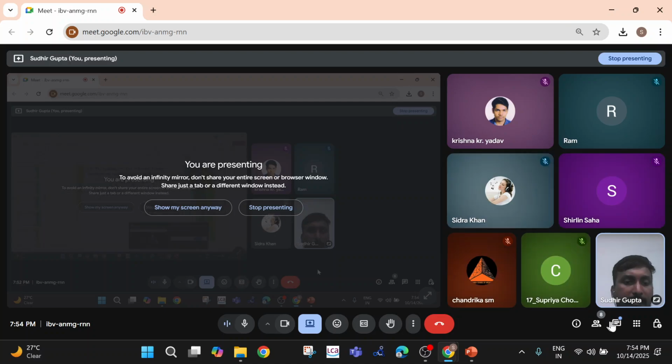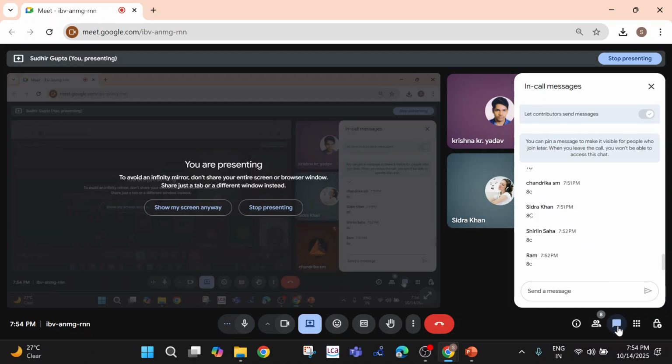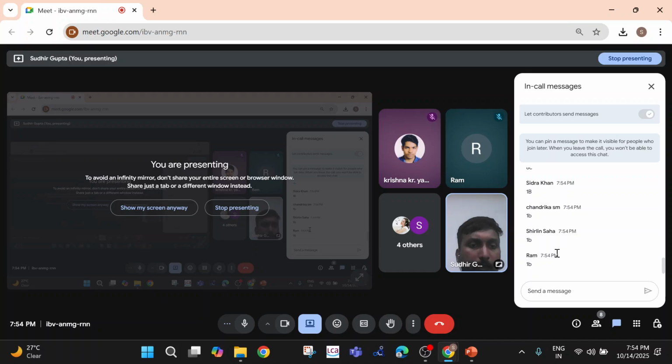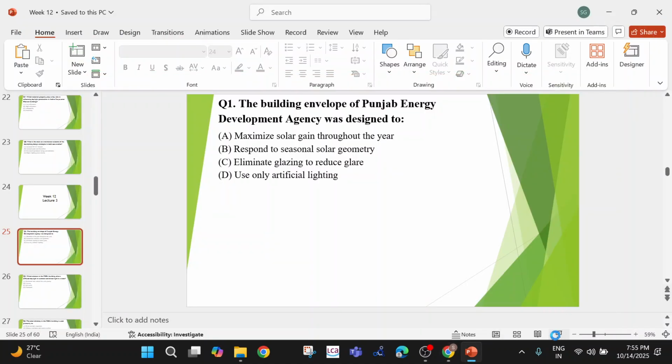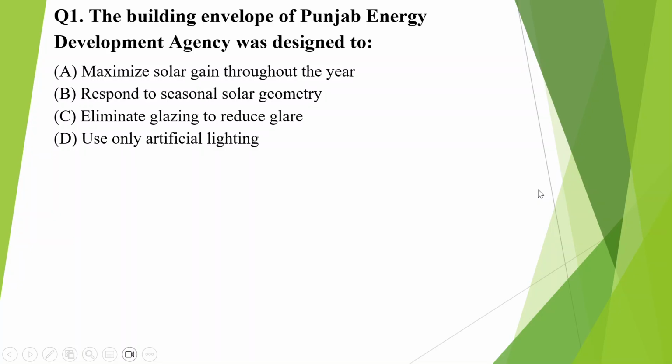As I can see, Sidra was the first to answer, then Chandrika, then Shilin. All girls power are here, then Ram is also there. And all of you have marked option B, and option B is absolutely the correct answer, guys.